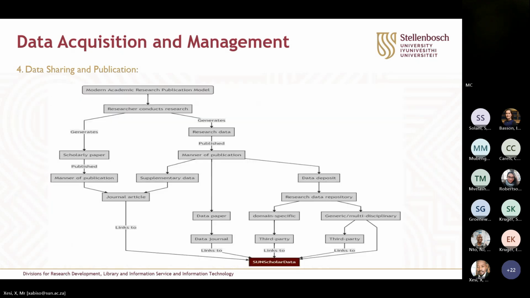As you can see here on the slide, we talk about data sharing and publication. As you can see on the workflow, Sun Scholar is at the end, whereby when you are completed with your research, you can always publish your data sets on the Sun Scholar platform. And every data set that is published on the Sun Scholar data platform undergoes a thorough curation process whereby different stakeholders review the data sets that you upload, to ensure the integrity of the platform and of the data sets that are published on Sun Scholar.